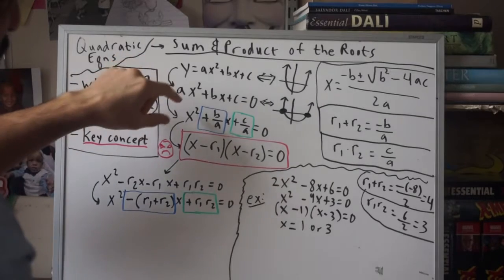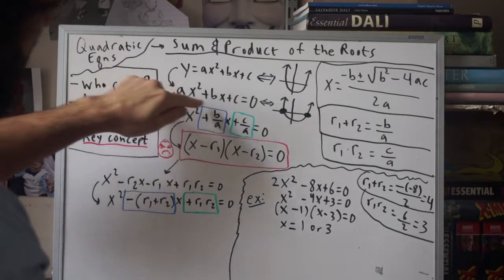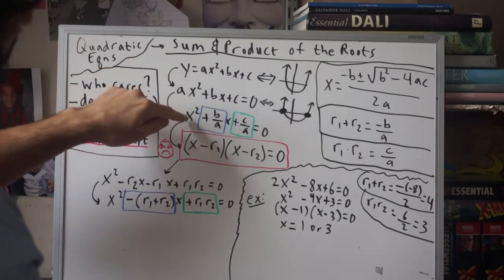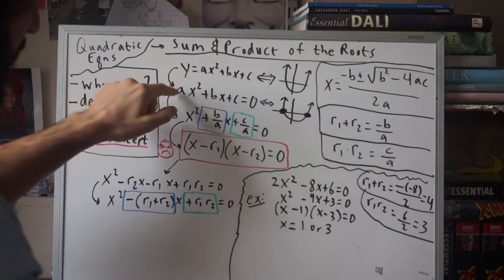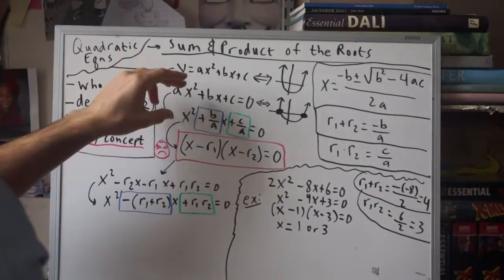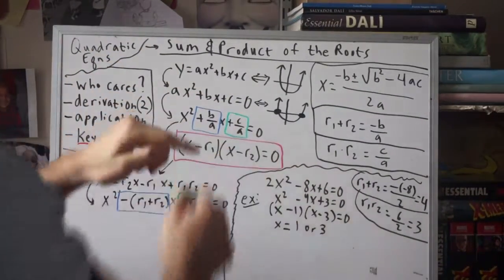Okay, so from there, we're going to divide by a. So we're going to have x squared plus b over a x plus c over a equals 0. So we just divided everything by a. Why do we divide by a? Because it makes our life easier for this next step.